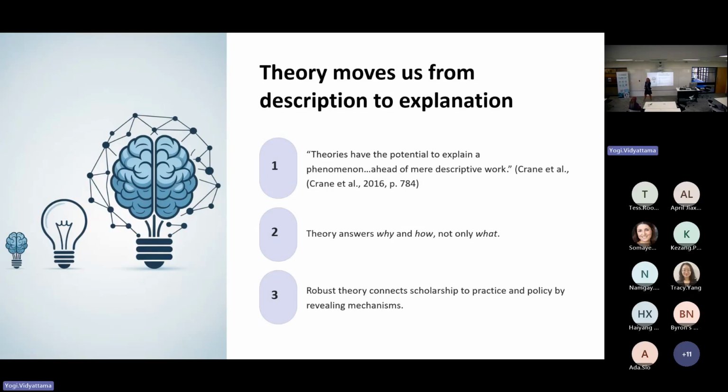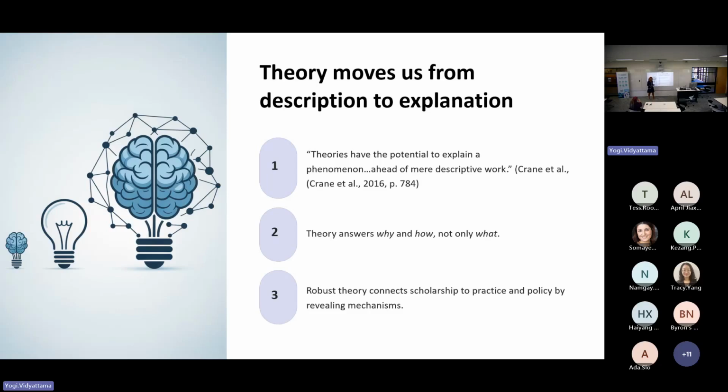behind the question. Why did this happen when we introduced this new technology? Why did this happen when we changed the design of the service? How did this impact the well-being of the employees, or how did that impact the strategy that was implemented? I'm just trying to think of various examples. So moving away from this what question to really dig deeper into the mechanisms behind it by answering the why and the how. And robust theory connects scholarship to practice and to policy.